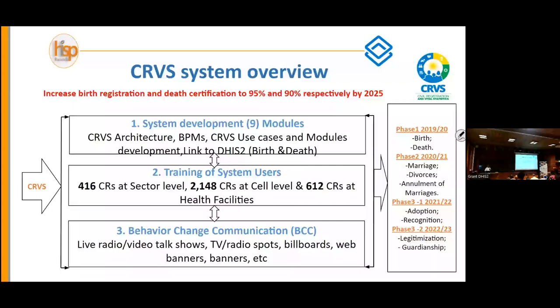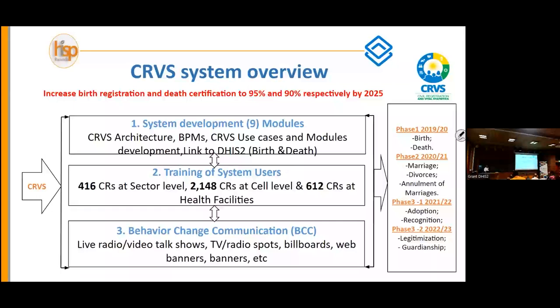The system development took these three steps and covered almost 416 civil registrars at the health sector level, meaning children who are born in the community can still be registered at the sector's office, but for those born in the health facility, around 612 civil registrars at health facilities have also been trained to record children born in the health facilities. As you understand, civil registration is happening at the health facility and the vaccination services are also happening in the health facilities. So as we talk, in your upper right, you can see the phases and the events digitalized and how it started.